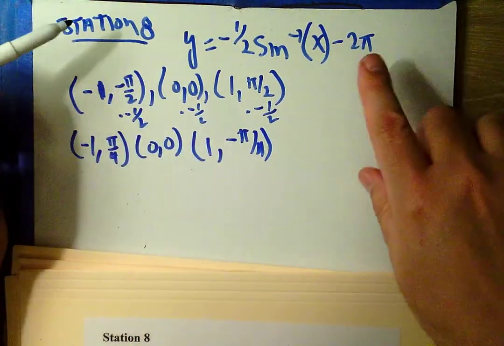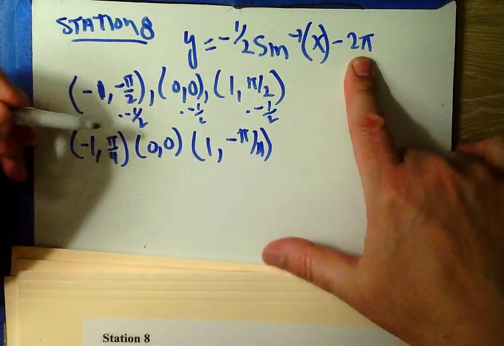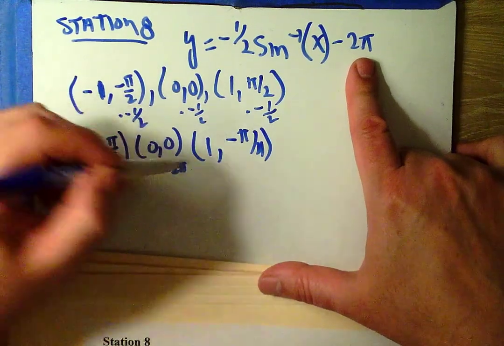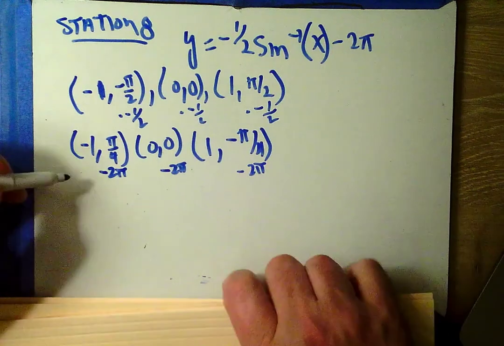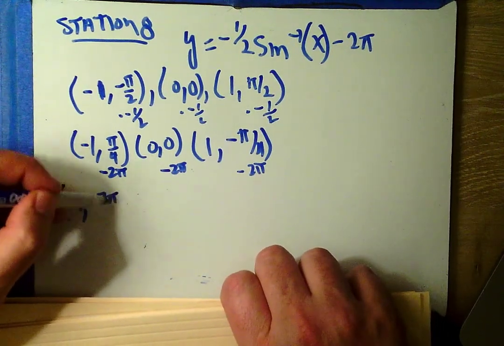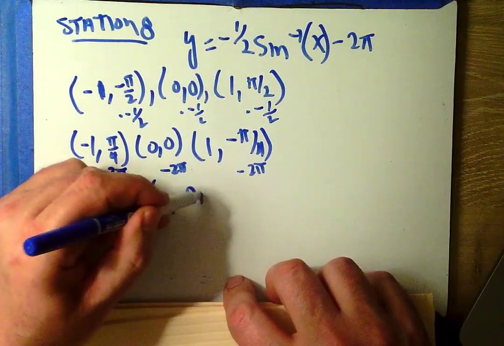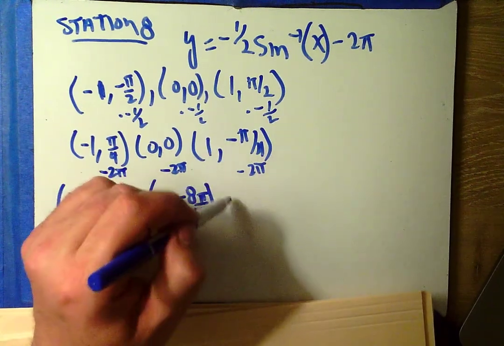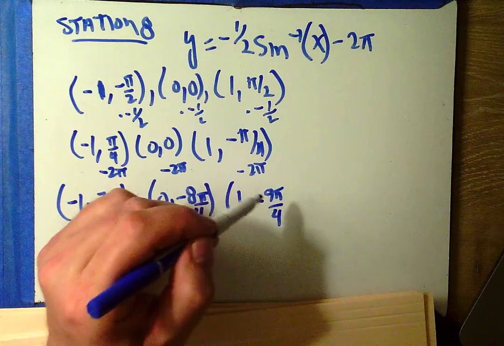Okay, but we have a second y transformation here. We need to subtract 2 pi, or 8 pi over 4, from all of these y values. So my new points are going to be negative 1, negative 7 pi over 4, 0, negative 8 pi over 4, because that's negative 2 pi, and 1, negative 9 pi over 4.